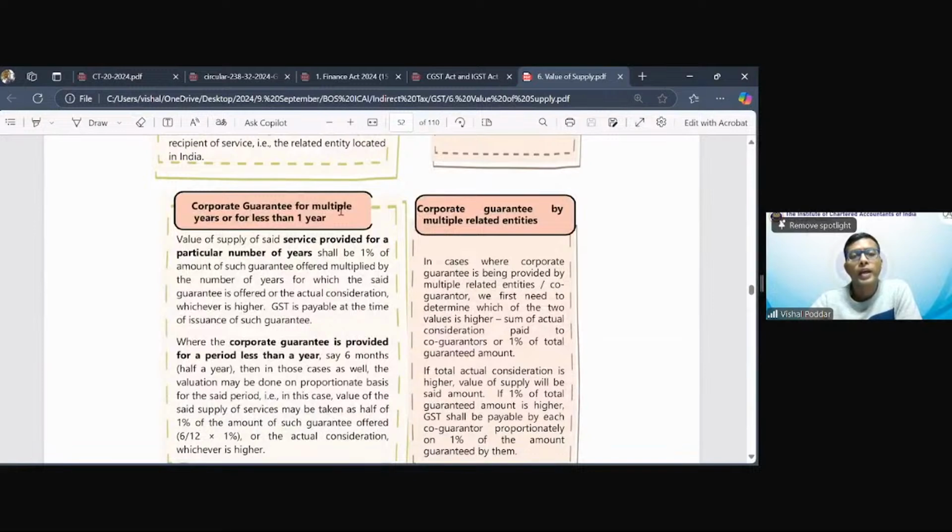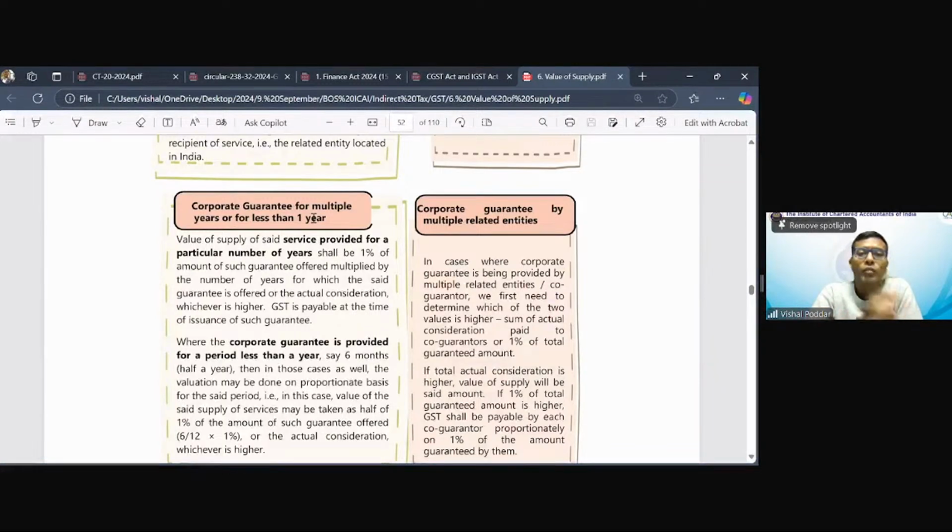Now, corporate guarantee for multiple years or for less than 1 year. Now, why has this point come? Because the value is 1%. Let me tell you the background. Originally, when this circular was brought, it was only saying 1%. It did not say per annum. So there was a confusion whether this 1% is for the whole life or it is every year.